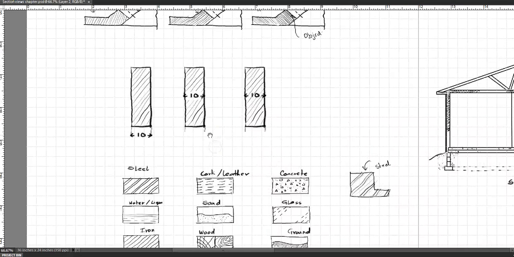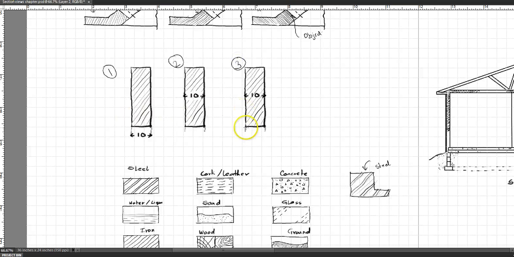Now another standard or practice that we need to remember while sectioning objects is when it comes to dimension, we have three different options, which is 1, 2, and 3.